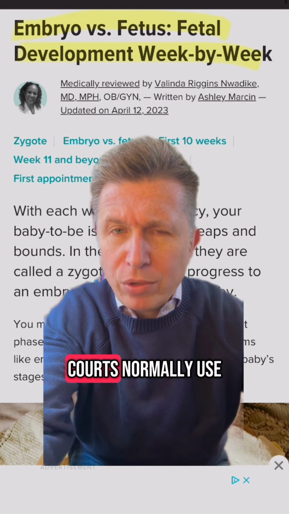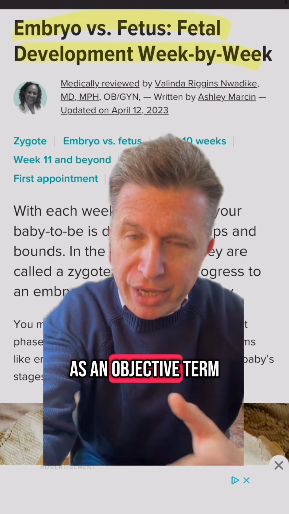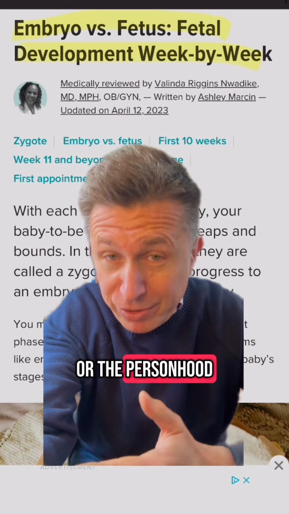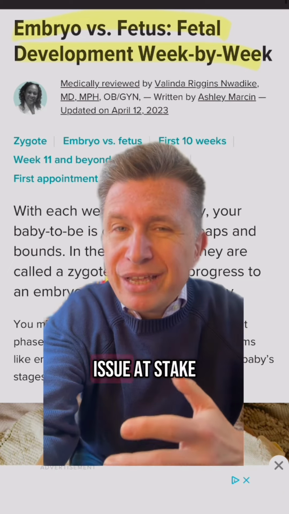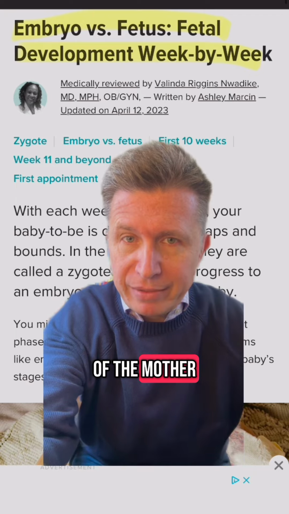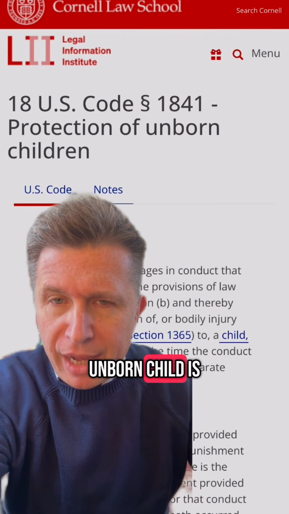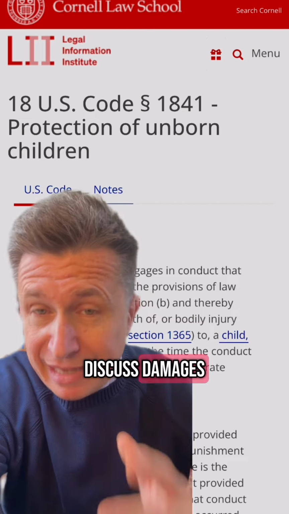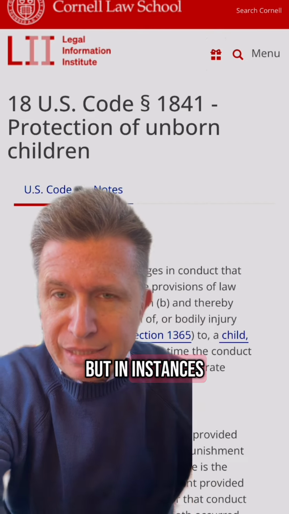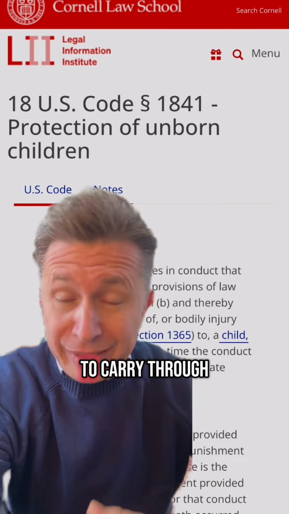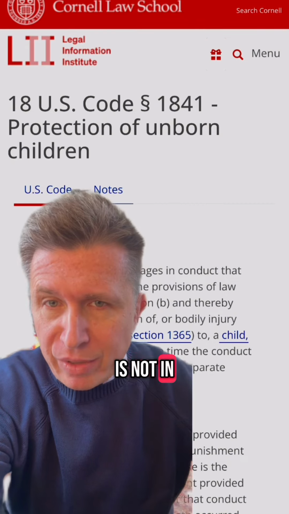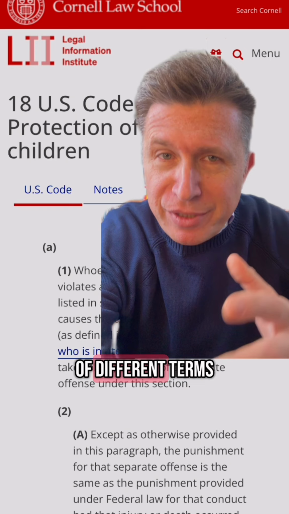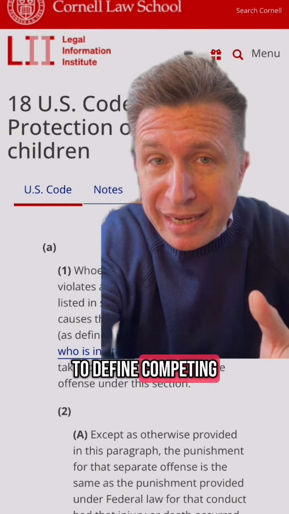But generally, courts normally use the term fetus as an objective term, where they're discussing reproductive rights or the personhood of a fetus, or where the issue at stake is the autonomy of the mother. On the other hand, the term unborn child is often used in criminal law, but also in civil law to discuss damages, but in instances where the intent of the mother to carry through the pregnancy is not in question. In essence, this is not propaganda. It's the use of different terms to define competing interests in law.